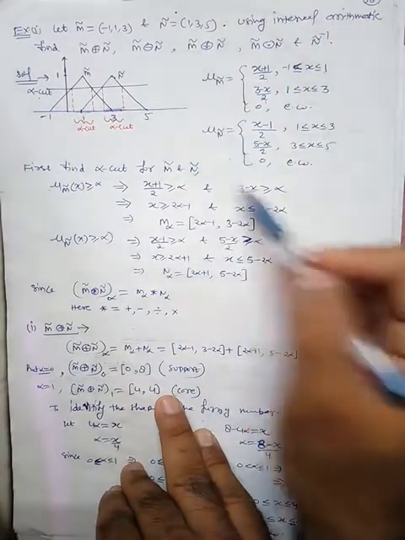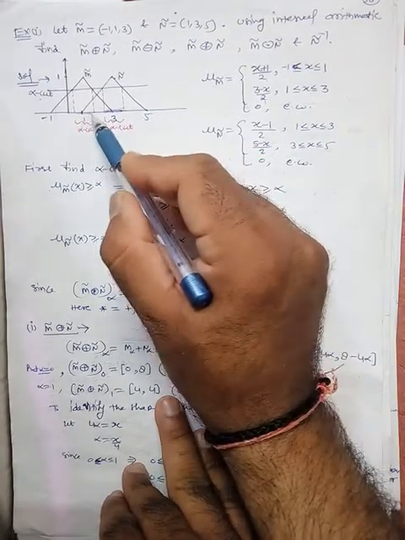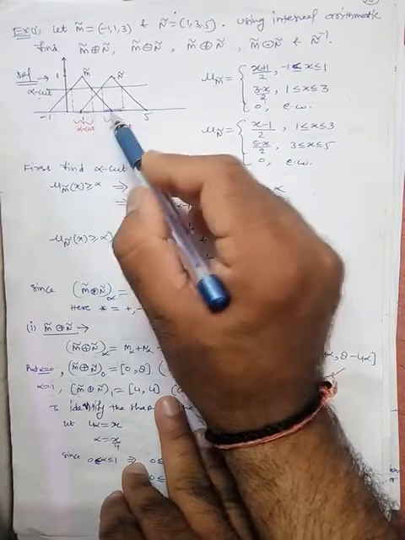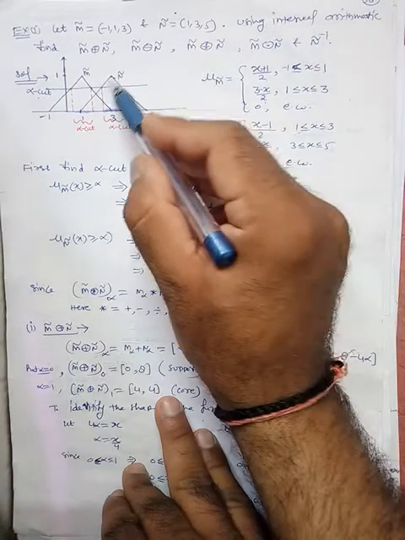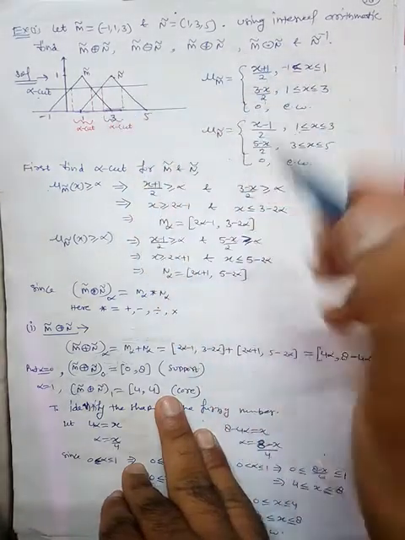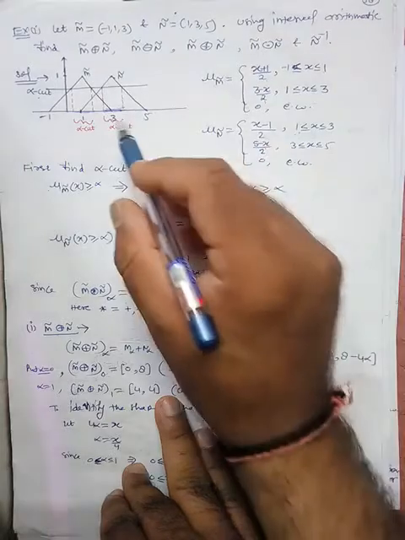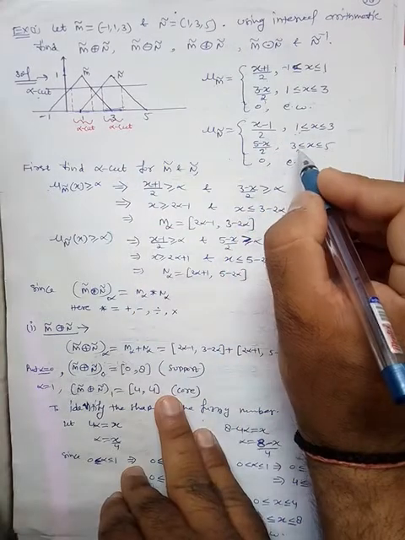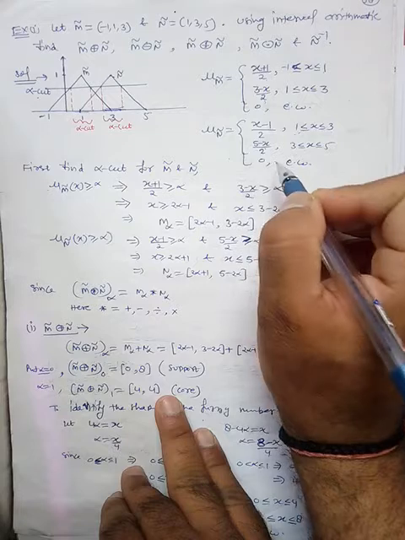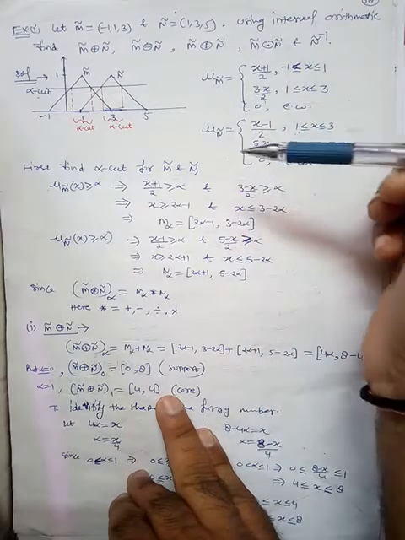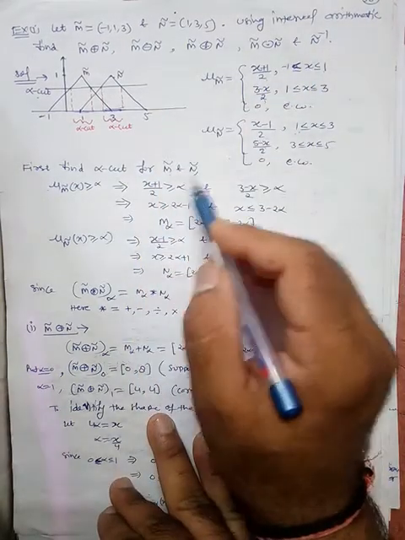Similarly, this is the membership function for N. This is your N: (x minus 1) divided by the distance 2, on the interval from 1 to 3. For the right hand part, the membership will be (5 minus x) divided by the distance 2, from 3 to 5, and everywhere else it will be 0. So these are the membership values. Now find the alpha cut, so the alpha cut for M and N.